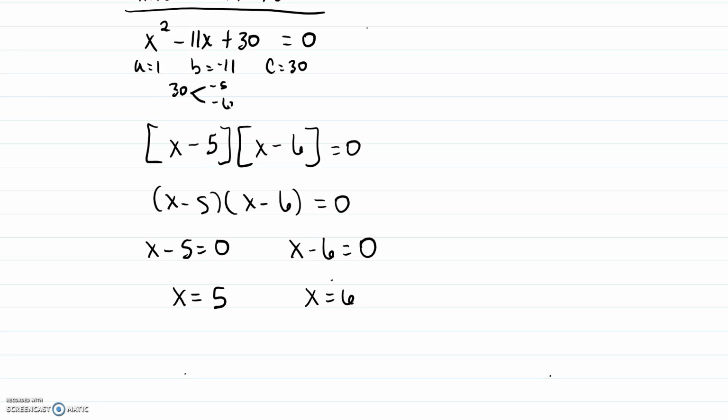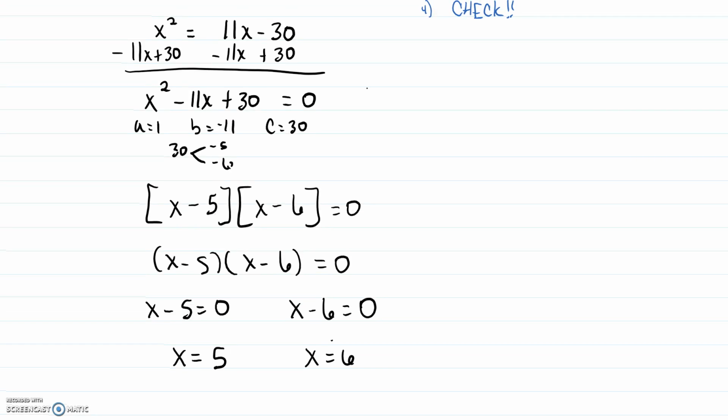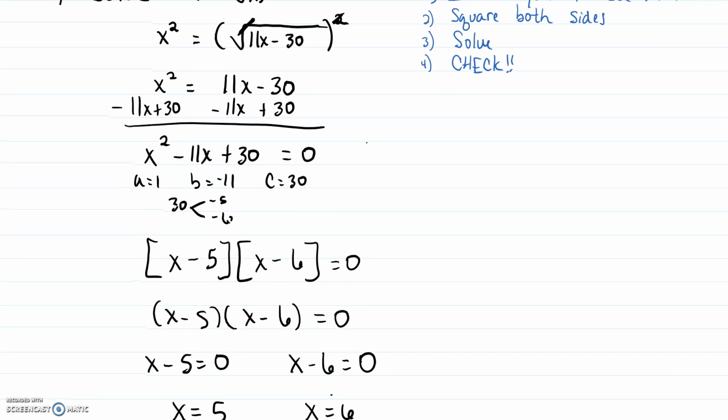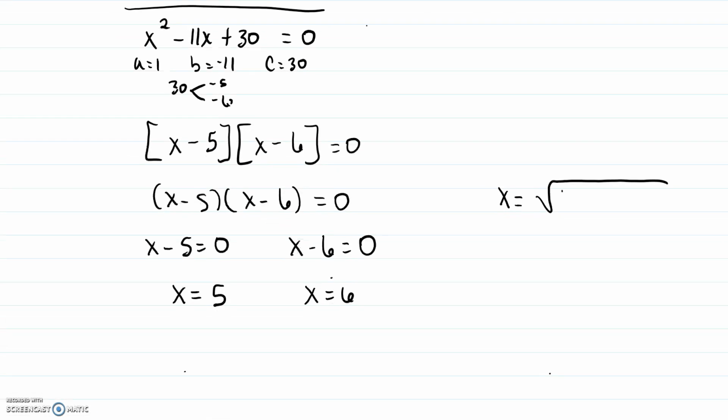Okay, but you have to always go back and check to make sure they work, because not all solutions are going to work for radical equations. So let's take our original equation. It was x equals the square root of 11x minus 30.